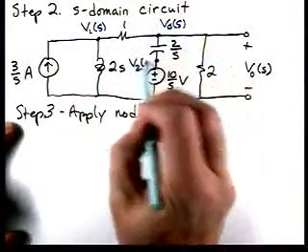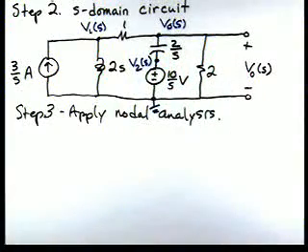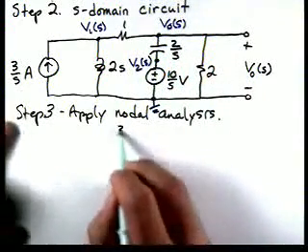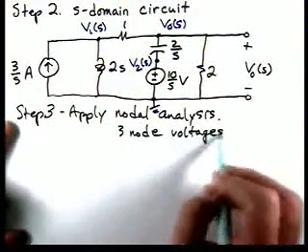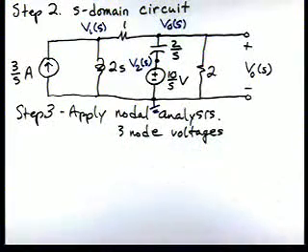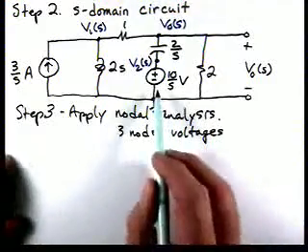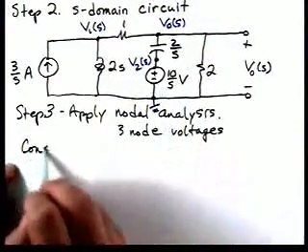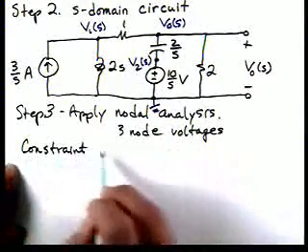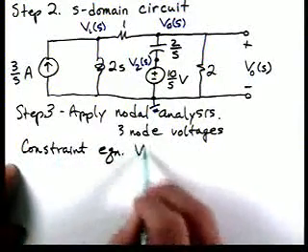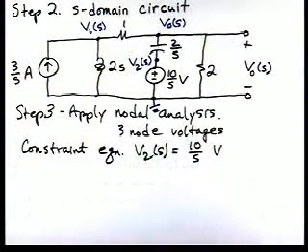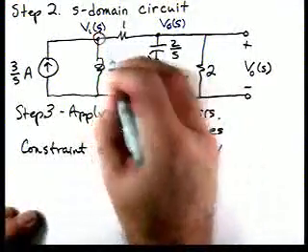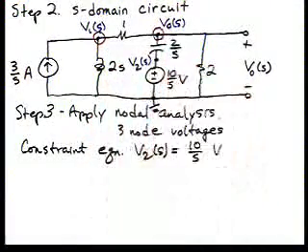I'm going to call this node voltage V2. So we've got 3 node voltages, and we're going to need 3 equations. First, we have a voltage source, which means we get a constraint equation. So our constraint equation is V2 of S is equal to 10 over S. We need 2 more equations, and we'll get those equations by applying KCL here and here.